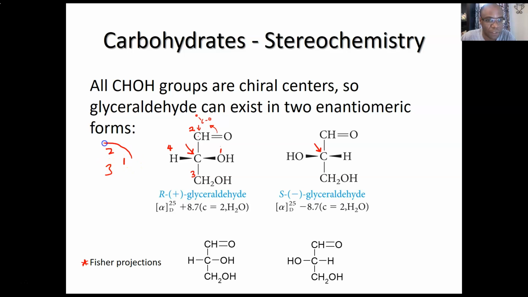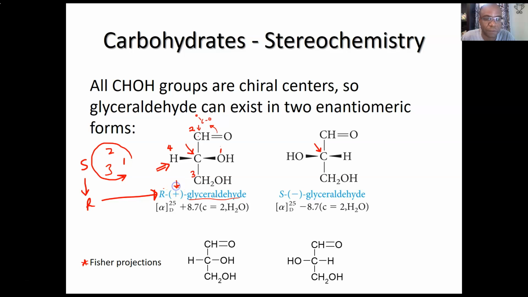Right now we are going counterclockwise, an S, but the smallest group is towards us. It needs to be away. The opposite of S turns out to be R. So the chirality is R. So this is a glyceraldehyde, but it's an R-glyceraldehyde. Don't worry about the positive.